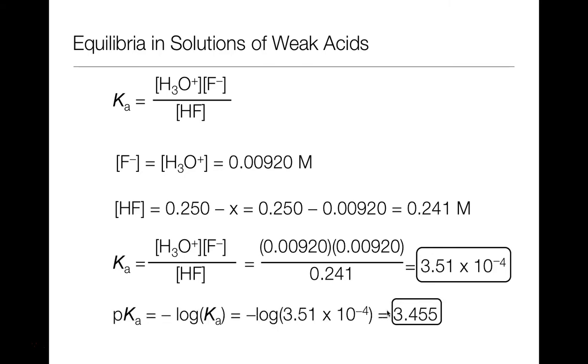We finish off the problem because it asks to also solve for pKa. We remind ourselves again that P is always the negative log of whatever follows it, so negative log of Ka, so negative log of 3.51 times 10 to the negative 4th is 3.455. Good.